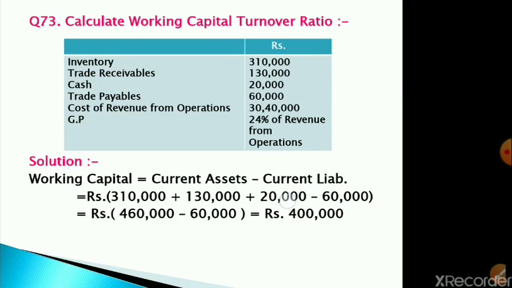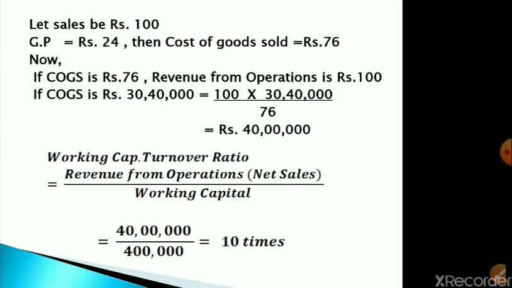Now let us assume that the total sales is rupees 100. Gross profit is given as 24. So the cost of goods sold, or the cost price, is 100 minus 24, that is rupees 76. Now following the unitary method, if cost of goods sold is 76 rupees, revenue from operation is rupees 100.